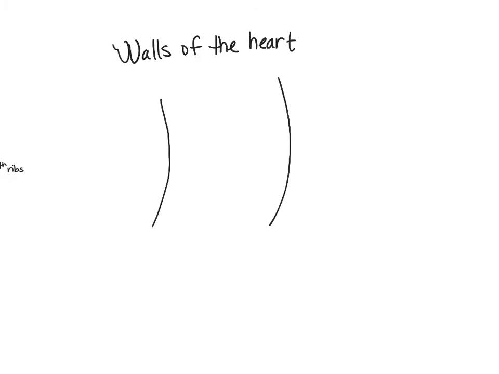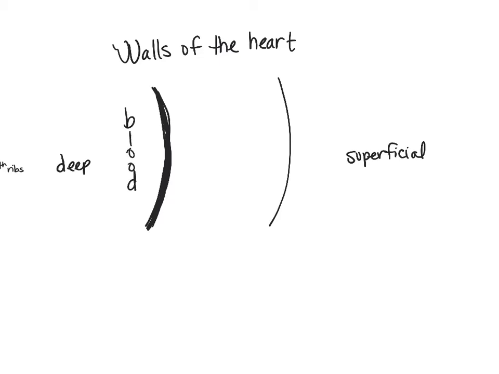If we take a look at the wall of a heart, if we took the heart and took a slice, we would see, if this is deep and this is superficial, our first layer, this layer right here, our deepest layer, is the part of the chamber that touches the blood. So we're going to say that the blood would be in here, and then this is our first tissue layer. That first tissue layer is called the endocardium.